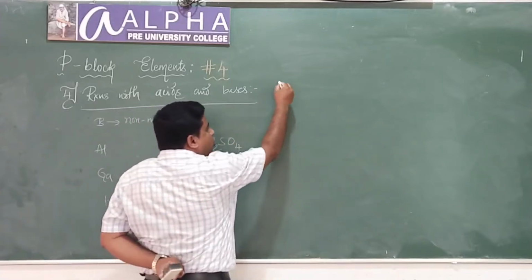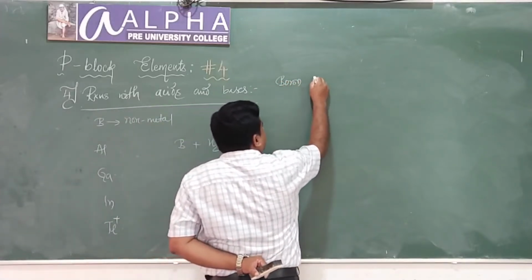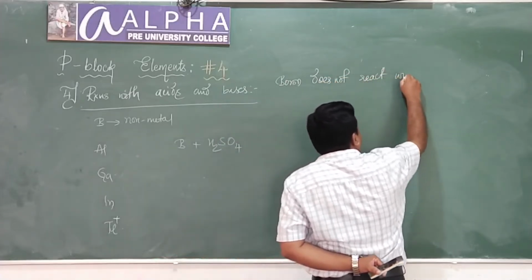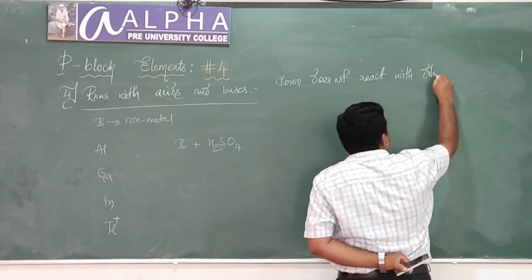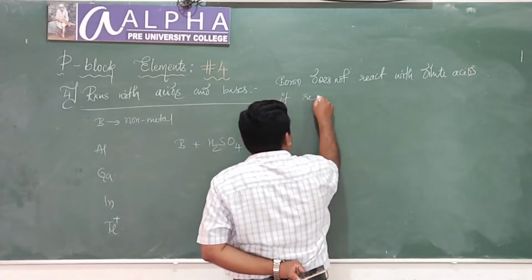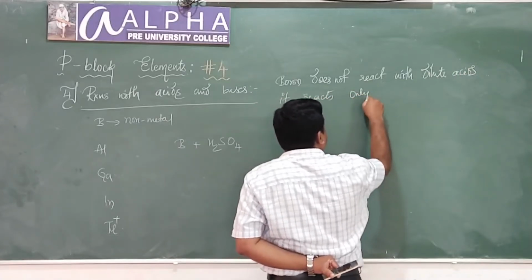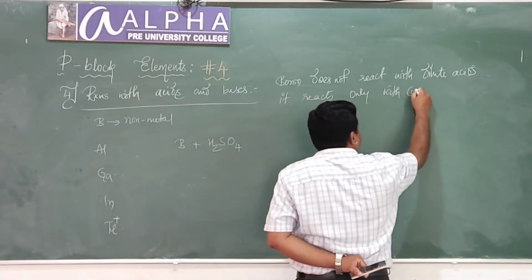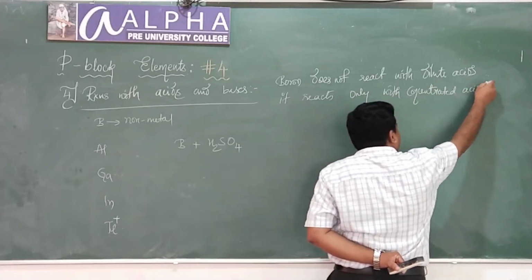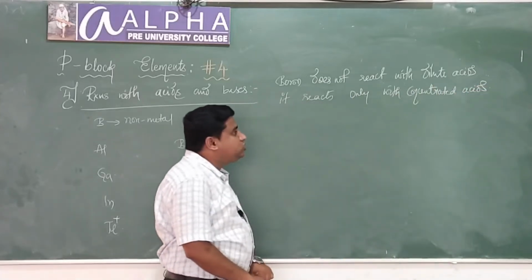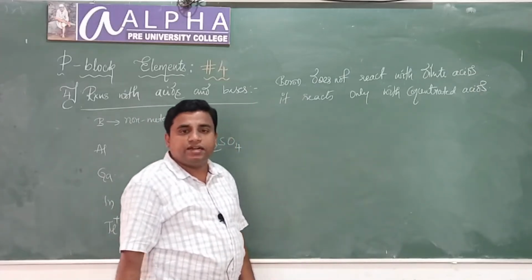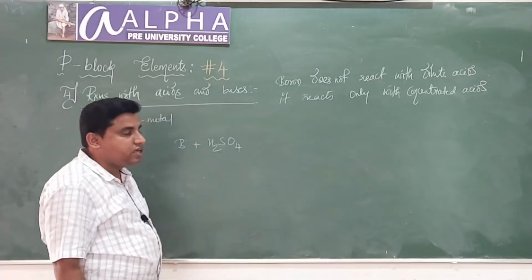Look here, boron does not react with dilute acids. It reacts only with concentrated acids. Only with what acids? Concentrated acids. Boron does not react with dilute acids. It reacts only with what type of acids? Concentrated acids. Are we clear?